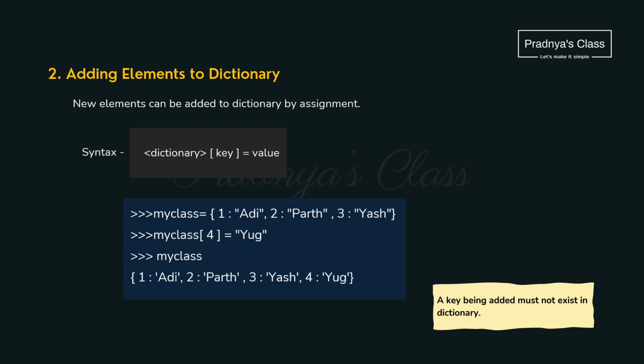We can add the element to the dictionary as it is mutable. For that we will be using simple assignment operator. Write the name of the dictionary along with the key name and assign the value to it. Ultimately, this key value pair will get added to the dictionary. Make sure the key already doesn't exist in the dictionary. Look at this example. We are adding this key value pair which is added at the last.